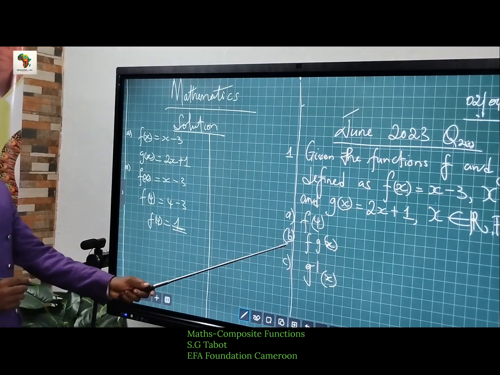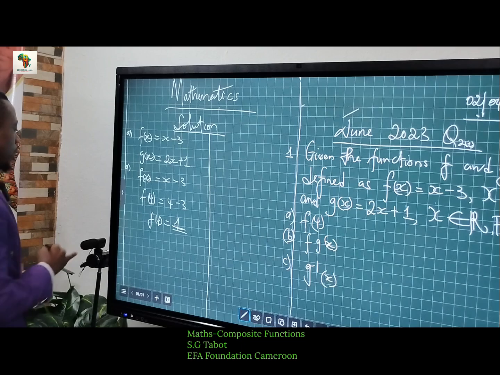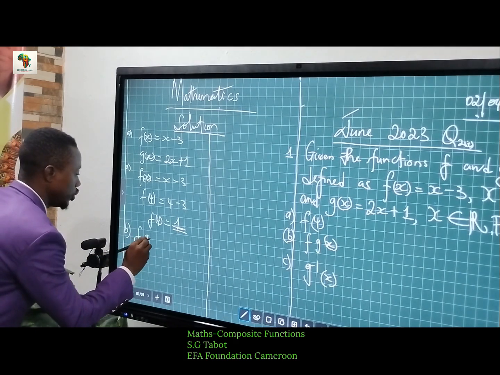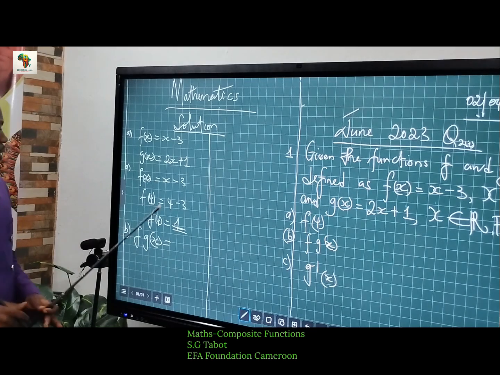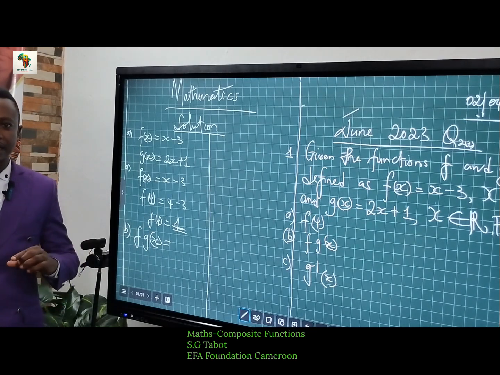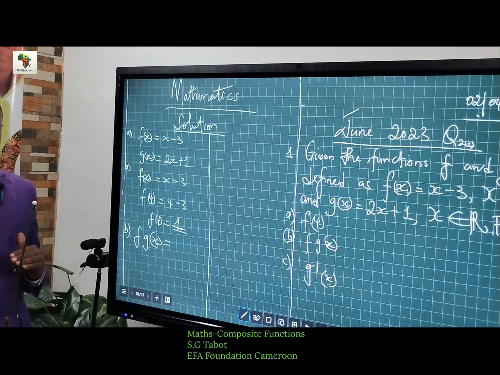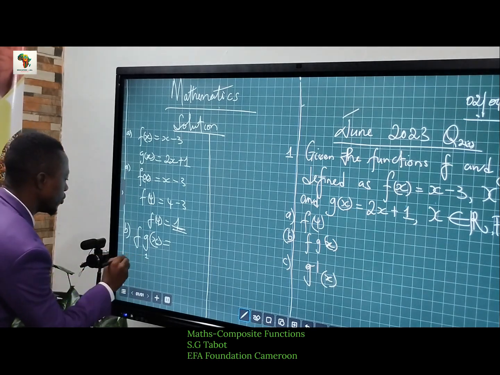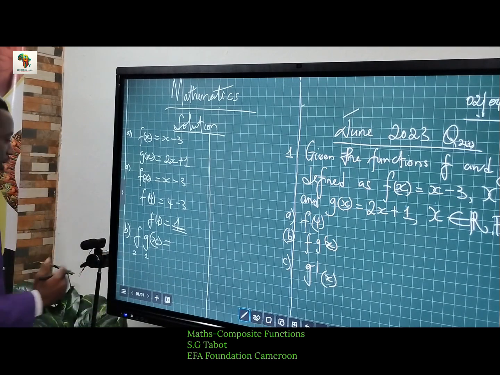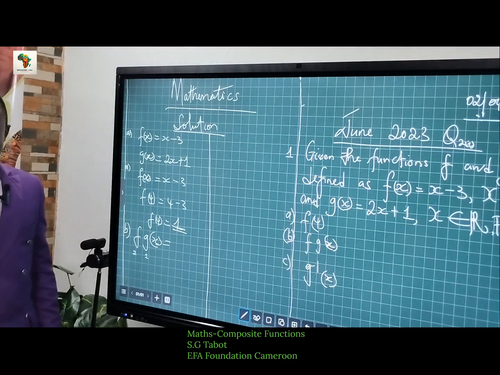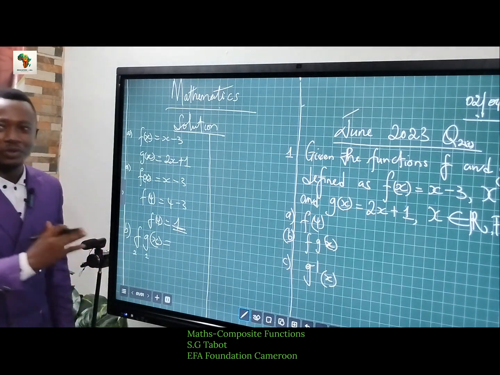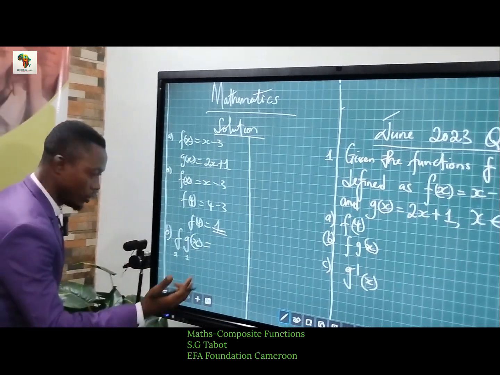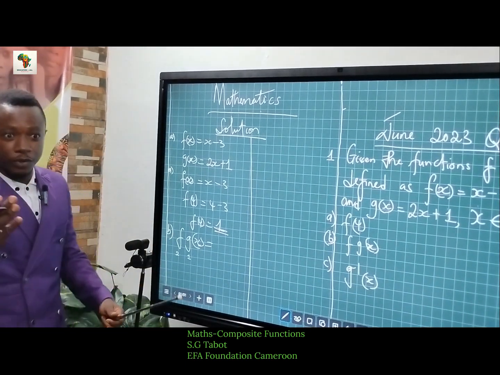Now, to solve the second question, you have B, where we have f of g of x. You have to be very careful and direct to the matter. There are two possible ways you can solve this question. You either start from the right, or you start from the left. If you start from the right to the left, the answer will be the same. If you start from the left to the right, the answer will still be the same. It's simple. Let us just assume we should start from the right-hand side.